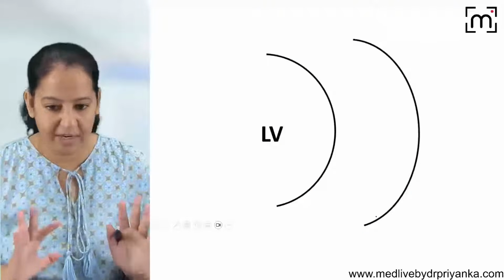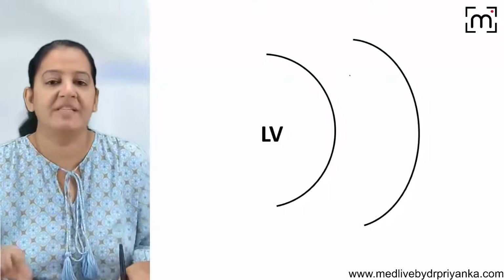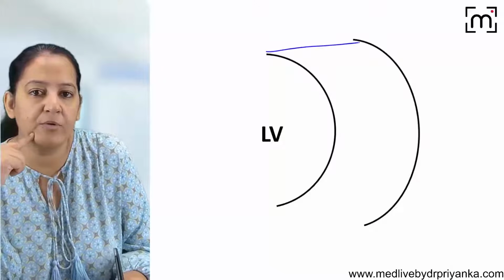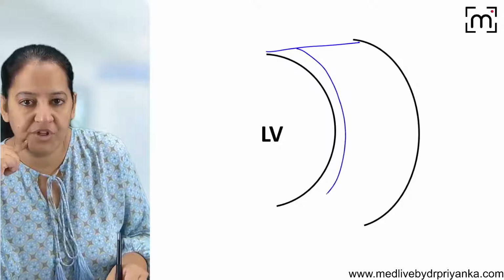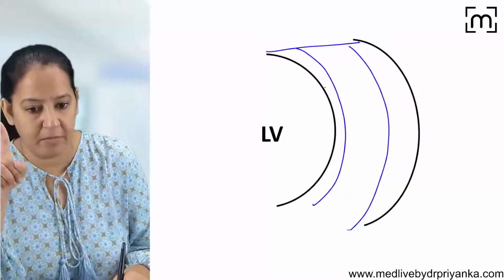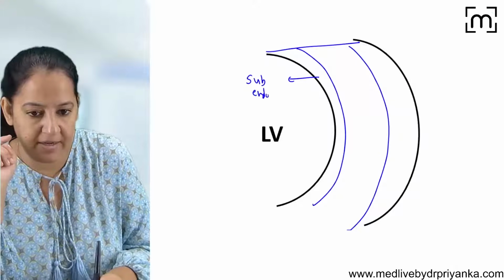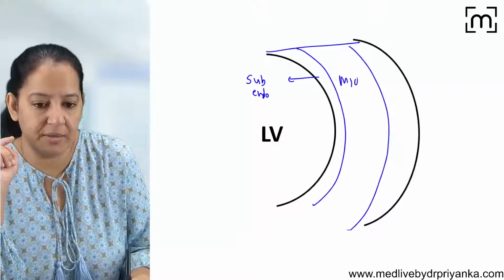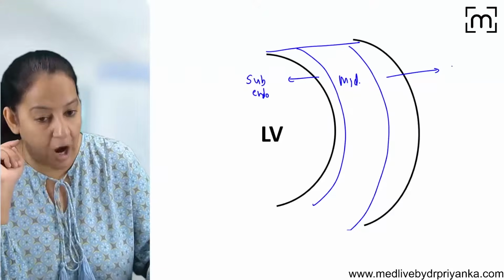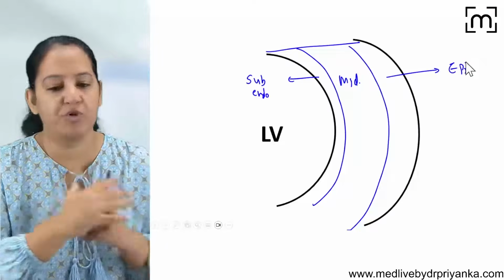I am interested only in the myocardium, not in the endocardium and pericardium. I told you that just for your understanding. So basically we are dividing the myocardium into 3 portions: the innermost portion is subendocardial, the middle portion is the mid fiber portion, and the outermost portion is epicardial. I hope you got it. These are the 3 portions of the myocardium.